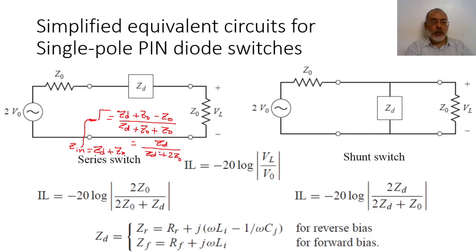Okay. Now the transmission coefficient T would be 1 minus gamma, so it would be 1 minus ZD over ZD plus 2Z naught. From this it would be 2Z naught over ZD plus 2Z naught. For this transmission coefficient, the insertion loss is -20 log of this transmission coefficient. So it would be -20 log 2Z naught over 2Z naught plus ZD. This is the insertion loss for the case of the series diode switch.